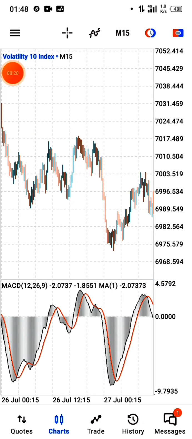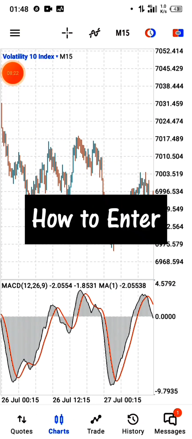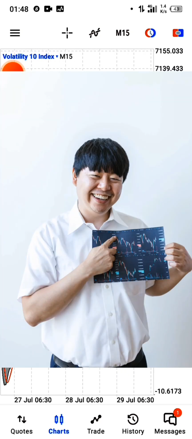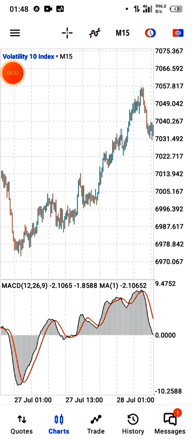So now we've talked about the trend. Now let's talk about entries. How do we enter? So now the best part, the magic of this strategy. That's the whole part that everyone has been waiting for.